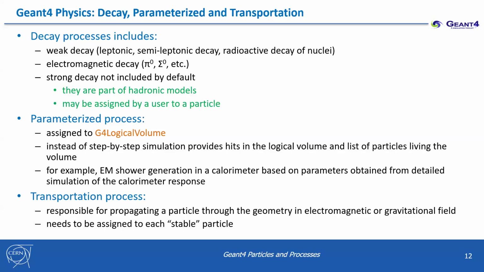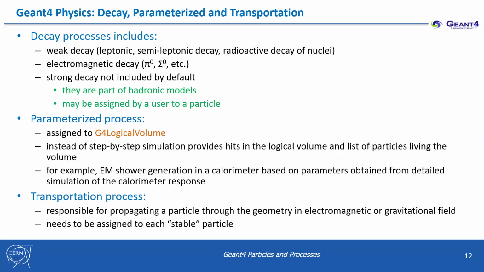For example, G4 shower generation may be substituted by fast sim parameterization. But we also have another example where transport in bending crystals is implemented. Inside this bending crystal, physics is different from physics with ordinary amorphous materials. So this type of physics may be implemented within the G4 framework.